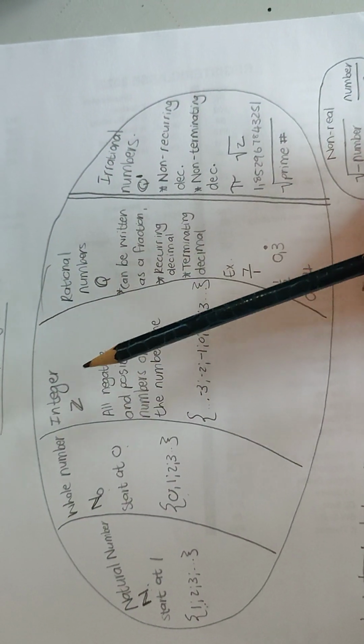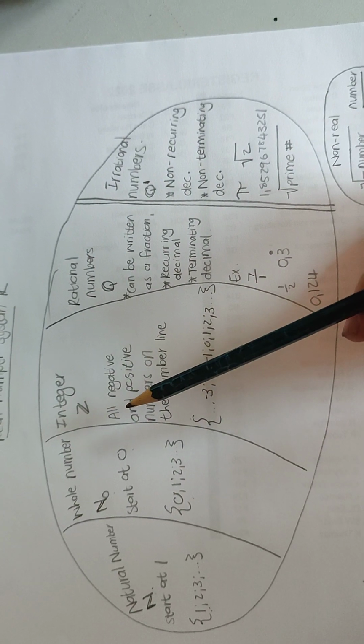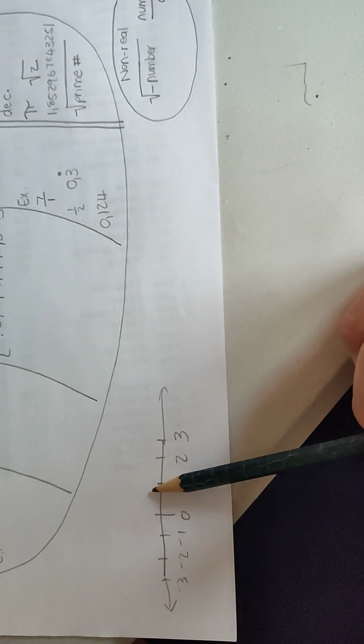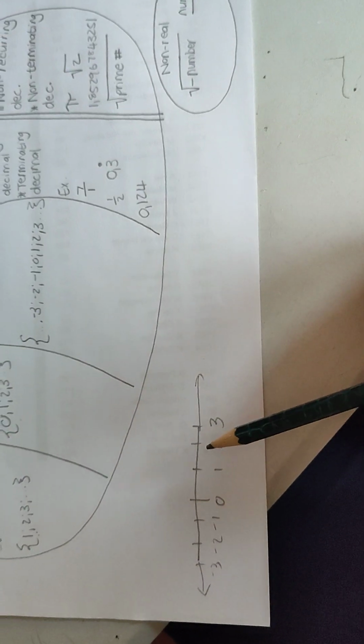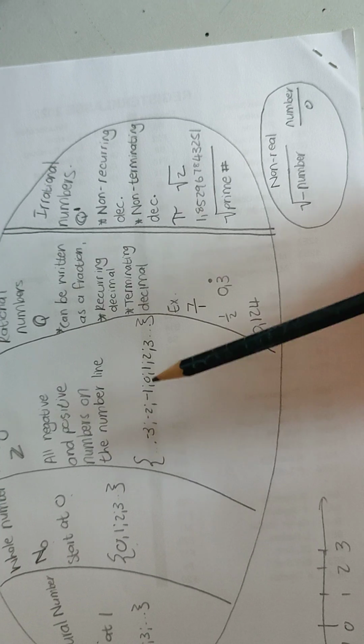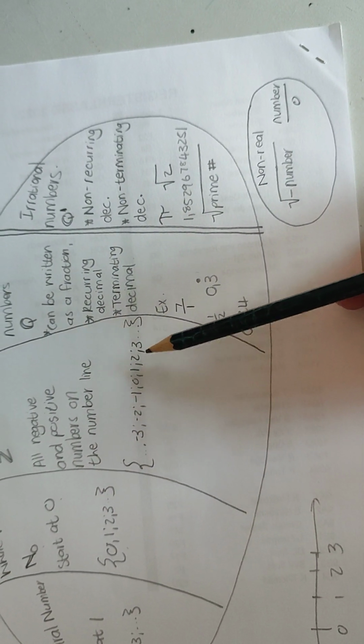Now, integers is a Z with an extra little line there. Now, integers are all the negative and positive numbers that we have on the number line. Once again, on the number line, we do not include decimals. So it starts at negative infinity and it goes all the way up to positive infinity, all the numbers that do not have decimals and fractions.